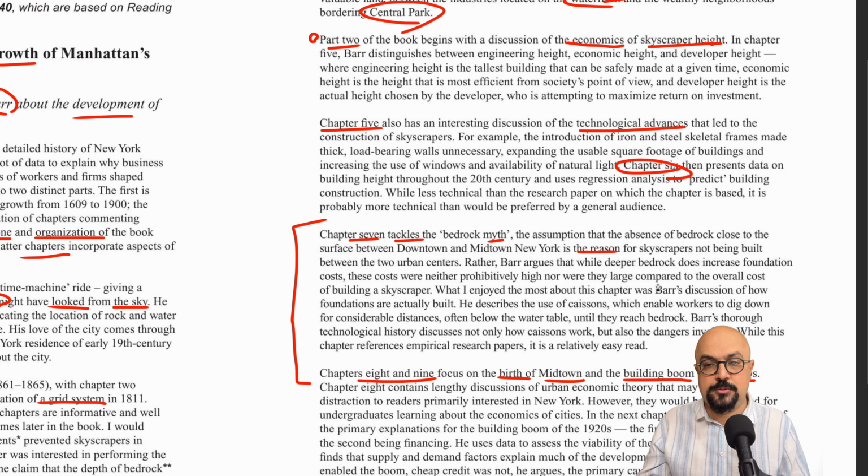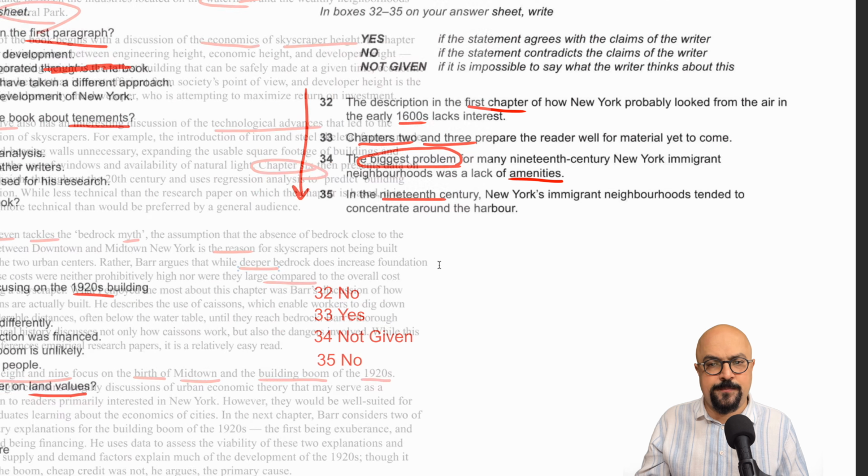Compared to, you have a comparison here. Where is it deep below the surface? Argues that deeper bedrock... Deeper means well below the surface. Deeper bedrock does increase foundation costs.